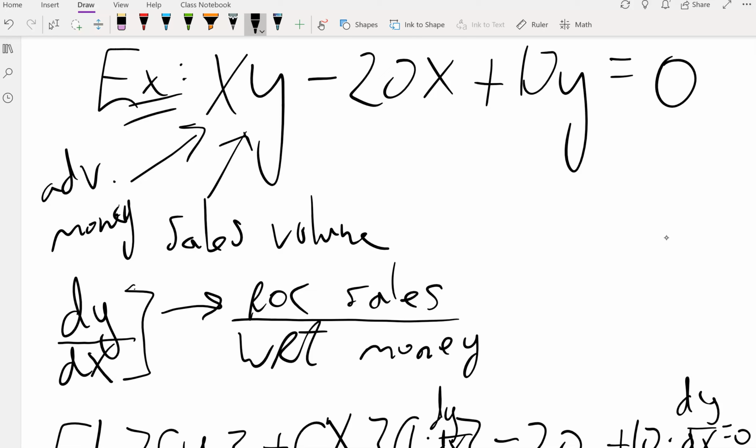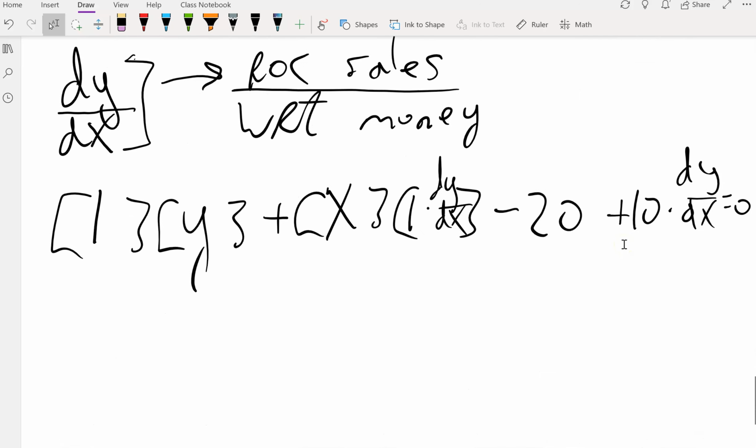Find the rate of change of sales with respect to money, adding money to the advertising budget. What is the change in sales with respect to the advertising budget? You've got to know your letters. In this case, that would be dy/dx. All right, so try it, and you get this.